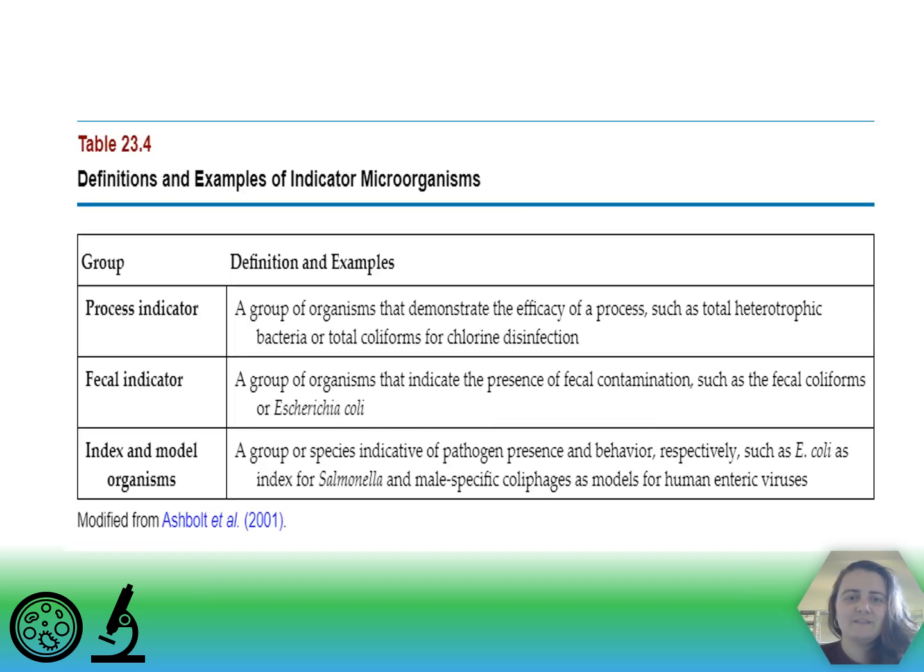And then the other thing that we want to talk about when we talk about indicator organisms is that there's different types. So there are process indicators, fecal indicators, and what we call model organisms, and they each are slightly different. So just so you know, if these terms come up, I'm not going to quiz you on the difference between these, but just so you know that there are slightly different ones, especially if you start to get into depth when it comes to these organisms.